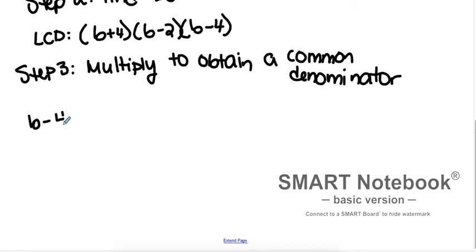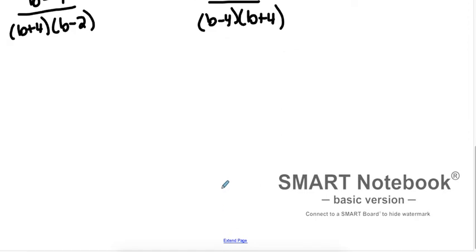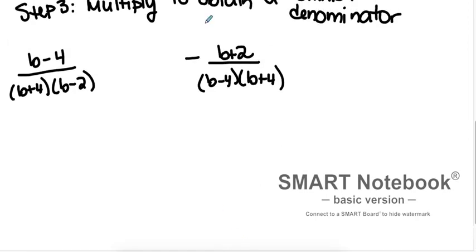So we have b minus 4 over b plus 4, b minus 2. I'm going to leave some space, minus, what was the second fraction? It was b plus 2 over b minus 4, b plus 4. Let me scroll up to make sure. Yep, okay. The reason I left space is because we need to do the multiplication part. I'll do that in purple so you guys can see.